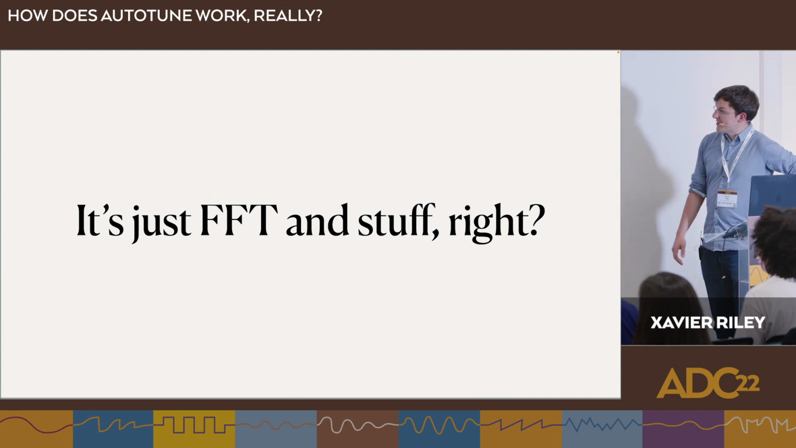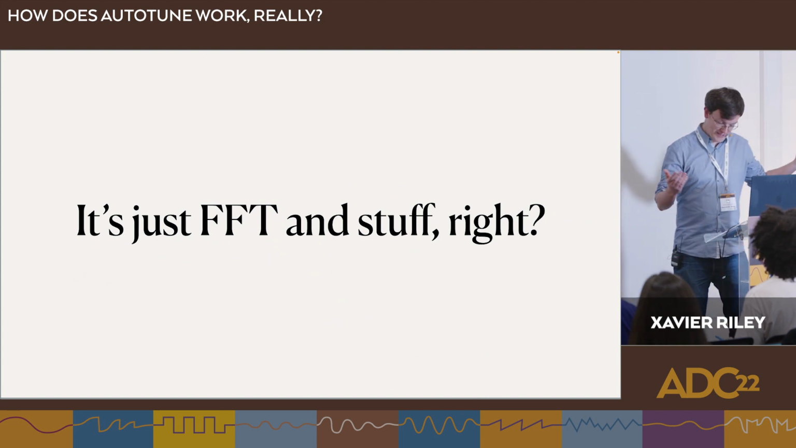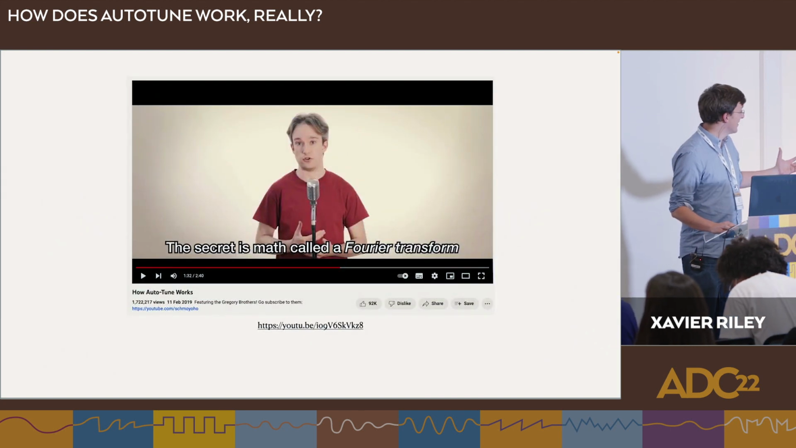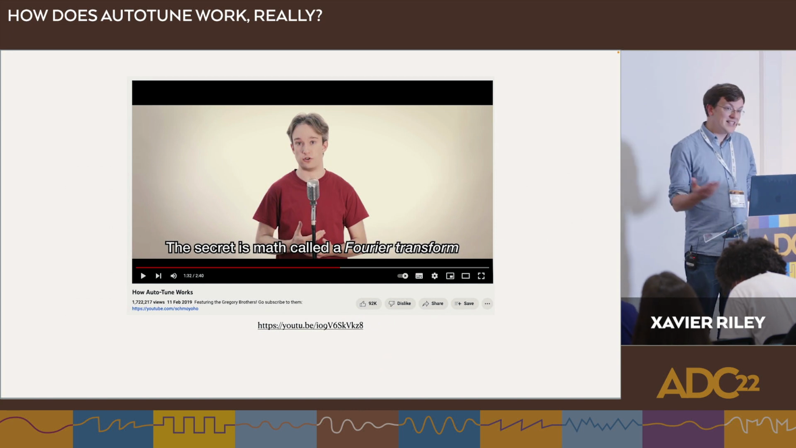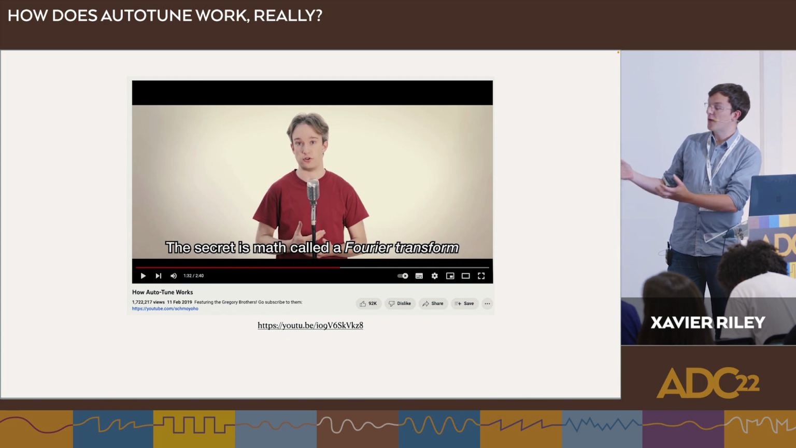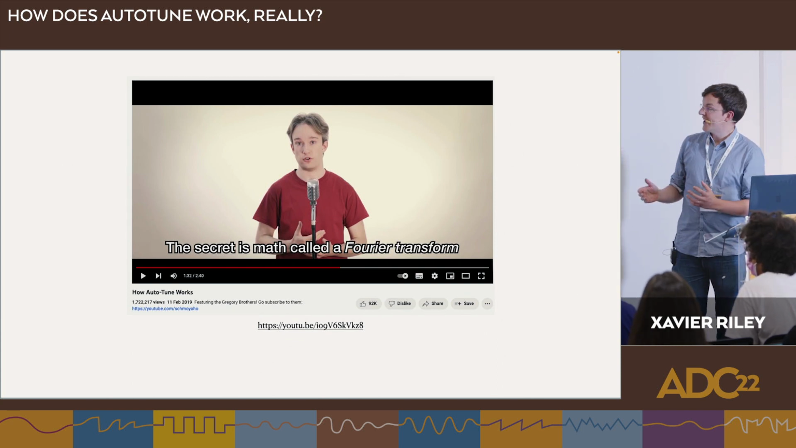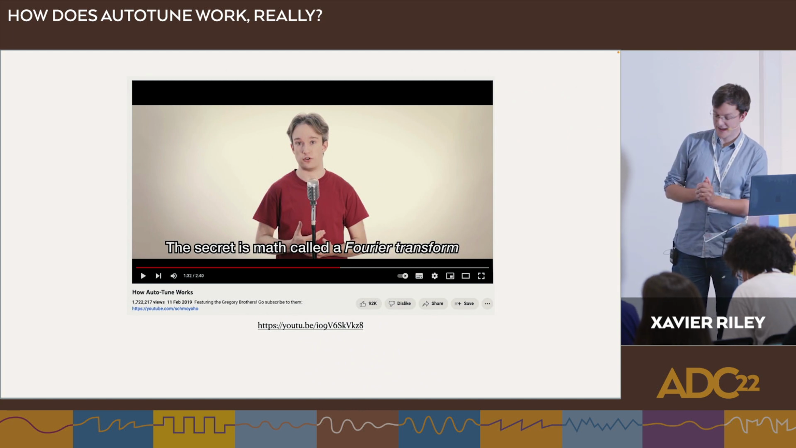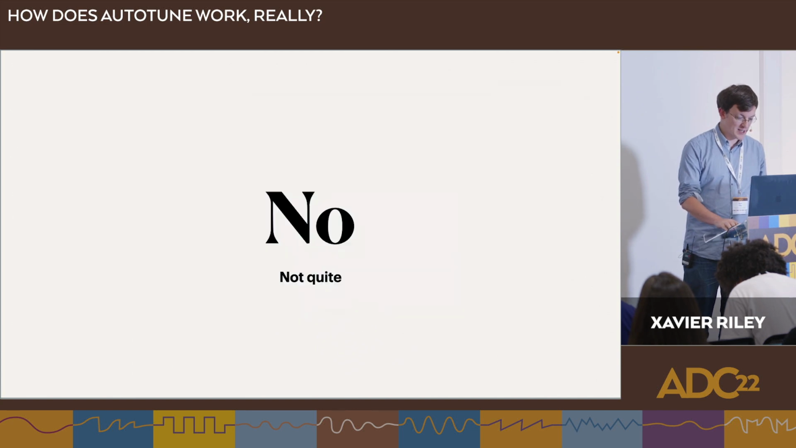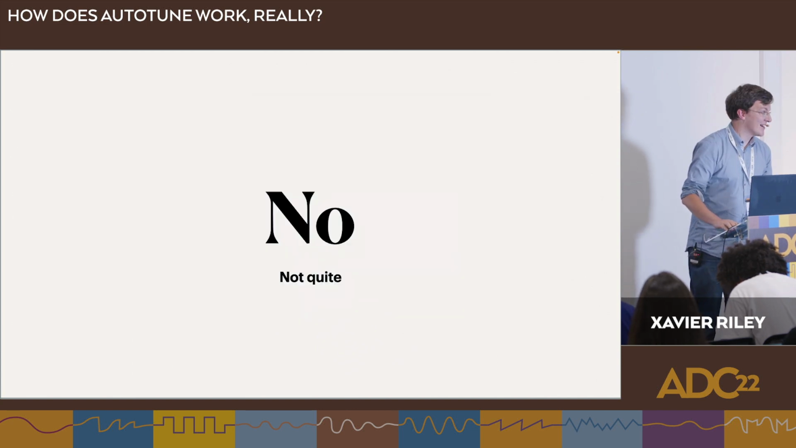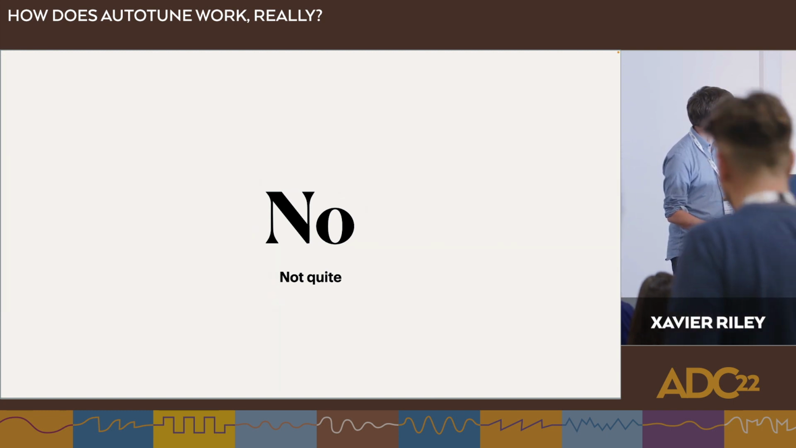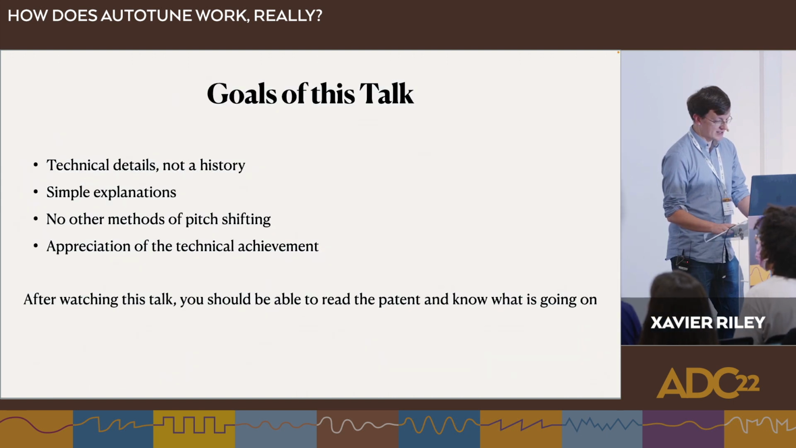Right, so how does it actually work? That's what we're all here for. So it's just FFT and stuff, yeah. Here we've got Tom Scott, bless him. He's got a video called How Autotune Works, and it's got 1.7 million views, so it must be right. There he is with the subtitles saying the secret is maths called a Fourier transform. No spoilers here, but no, it doesn't use Fourier transforms. The answer is sort of more simple and more complicated, and that's what we're going to look into today.